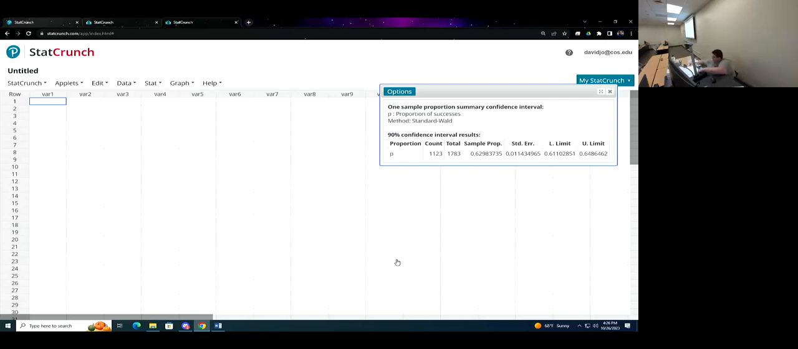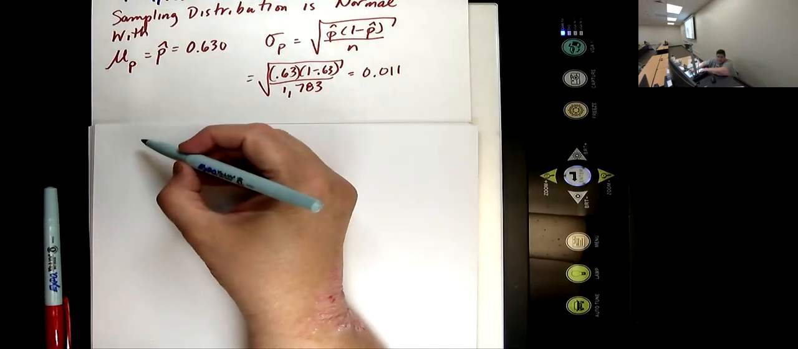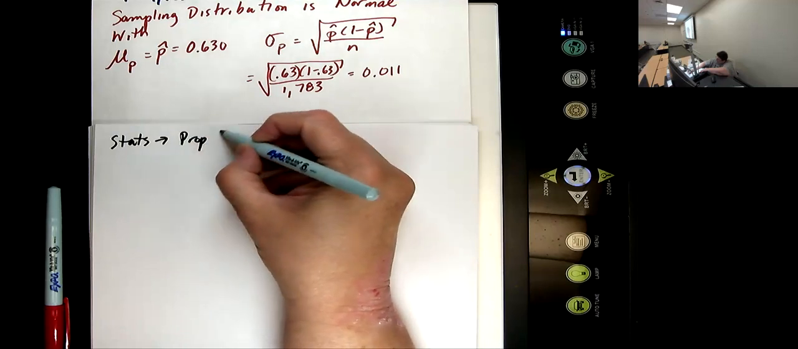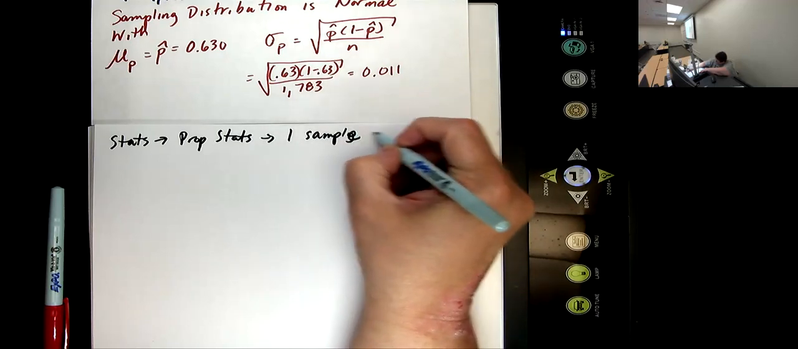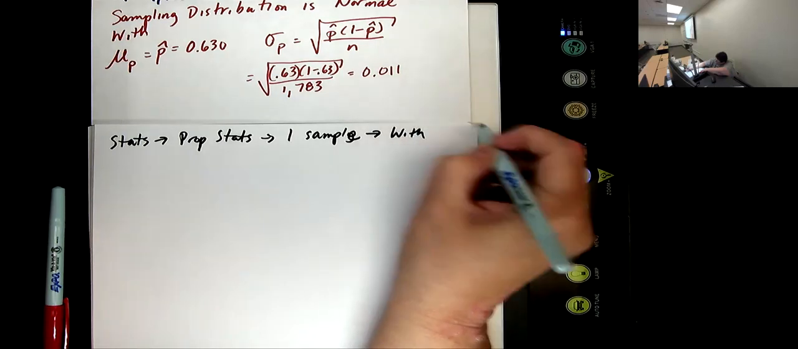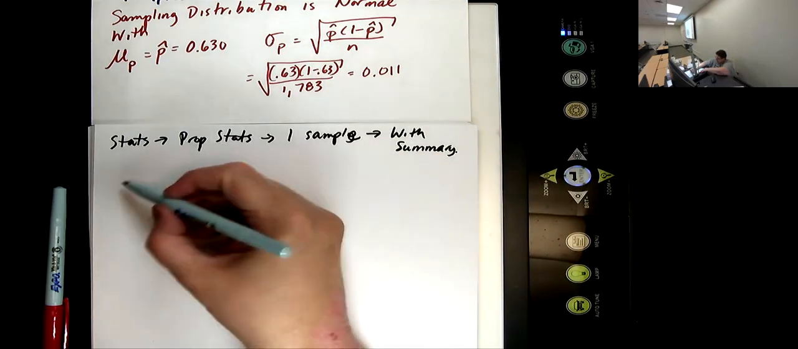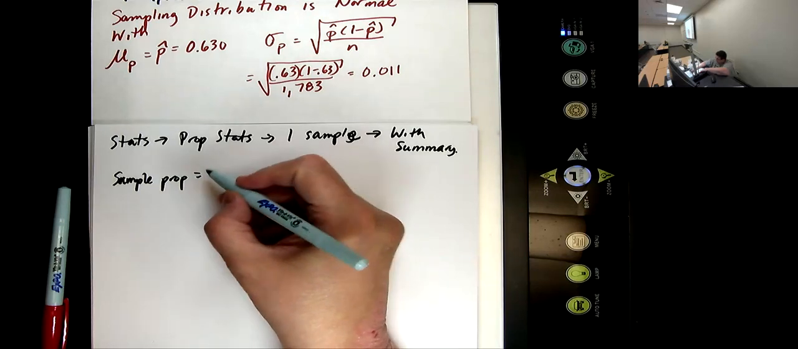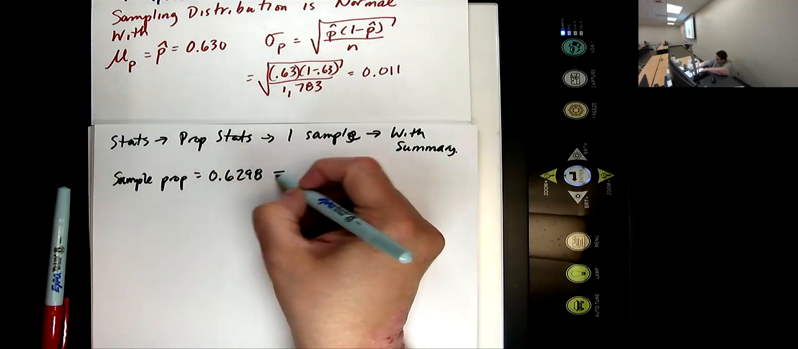And I'm going to write down the information it tells me. It's probably hard for you guys to read it, so I'll put it over here. The 90 from StatCrunch. I'll write down the sequence I took. Summary. And it tells us sample proportion. It actually spits it out for us. I guess I didn't need to go grab the calculator after all. 0.6298, which is why I rounded to 0.630.